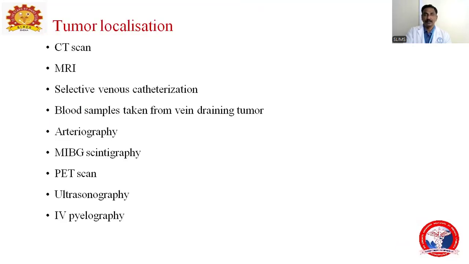Tumor location can be localized using CT scan, MRI, selective venous catheterization, blood samples taken from the vein draining the tumor, arteriography, MIBG scintigraphy, PET scan, ultrasonography, and IV pyelography.